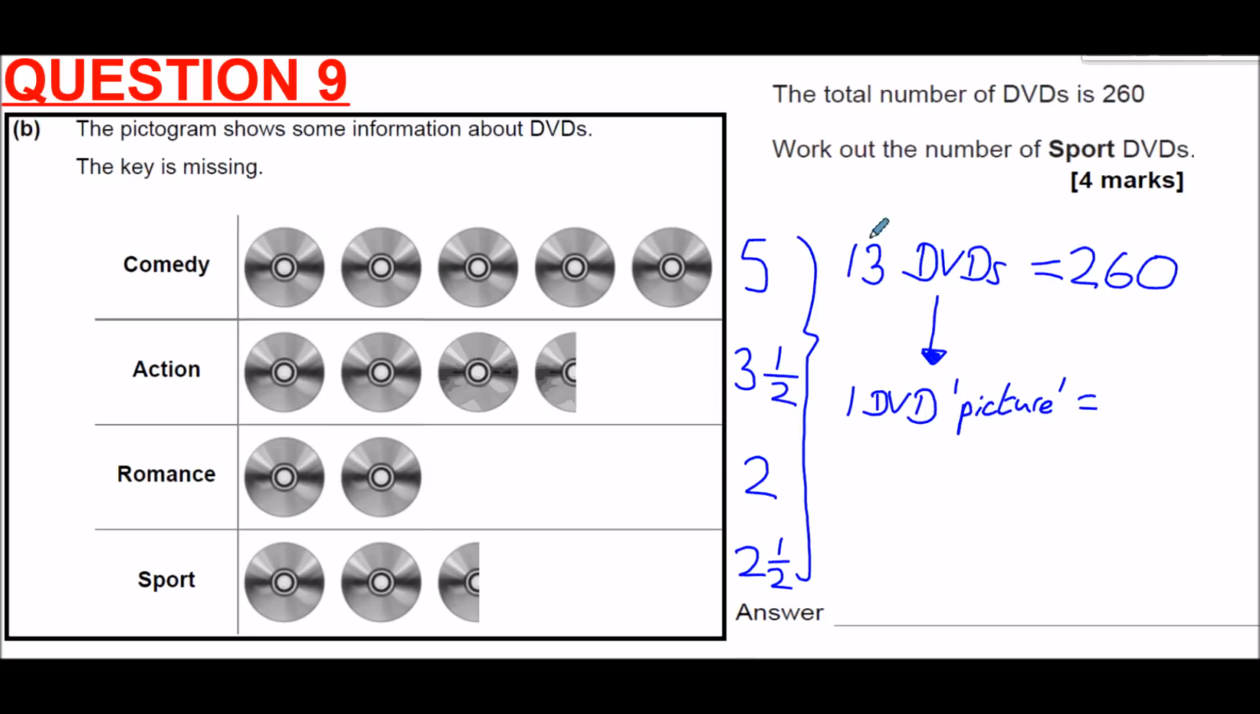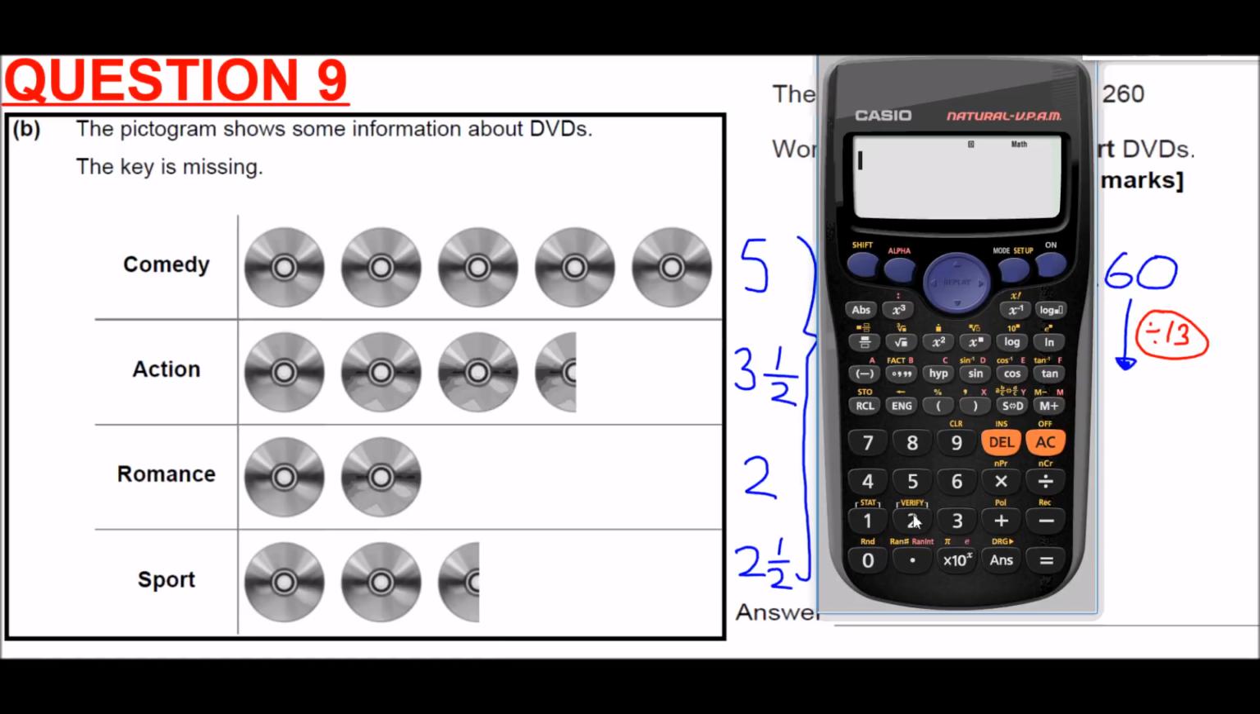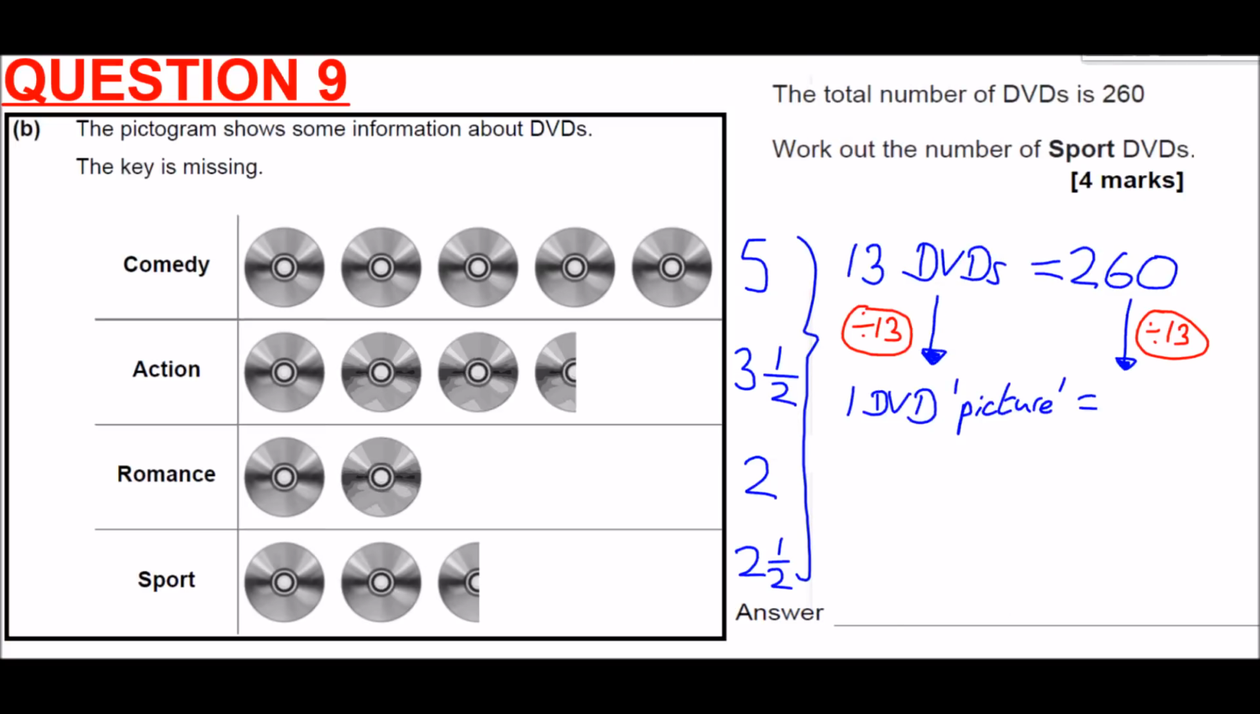Now to go from 13 down to 1, what can we divide 13 by to get 1? The answer is any number divided by itself would give us 1. But of course if we divide this side by 13 to keep the balance, we'd do the same to the 260. So 260 divided by 13 would come out to be 20. And so each DVD picture is worth 20 DVDs.